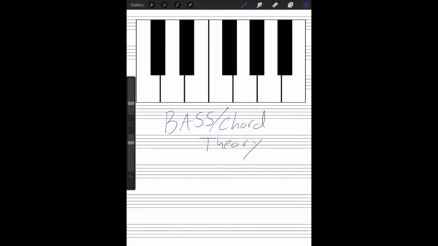Welcome into lesson 43. Today we are talking about bass and chord theories.